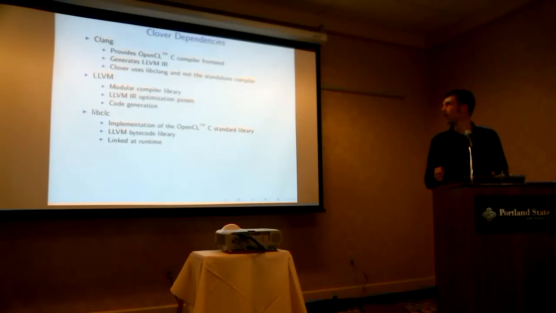It doesn't use the standalone compiler like some of the other OpenCL projects. The alternative that some other projects do is, when they want to compile a kernel, they fork off a process, run Clang, write it to a temporary file, and then read it back when they want to use the code. But Clover skips all that and just uses the library.